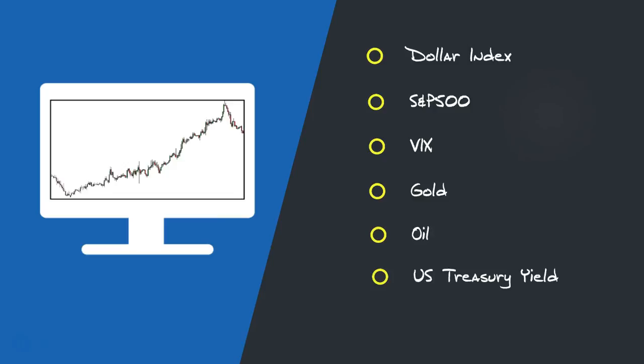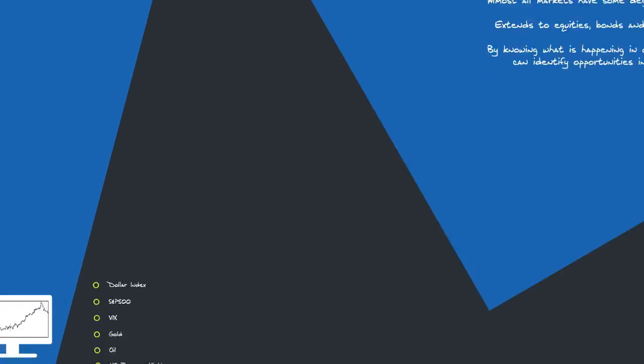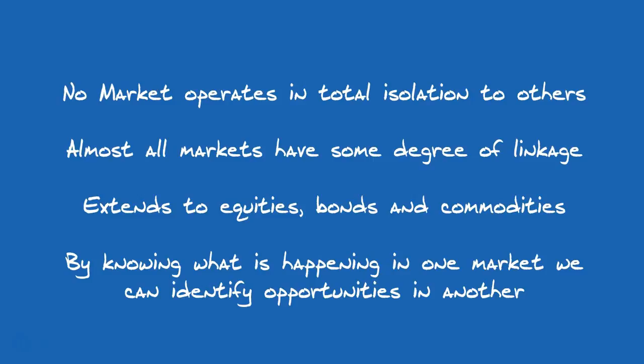Relationships help us view the market as a whole and determine the current risk appetite and market dynamics. No market operates in total isolation to others, and almost all have some degree of linkage. This extends to equities, bonds, and commodities. By knowing what is happening in one market, we can identify opportunities in another.